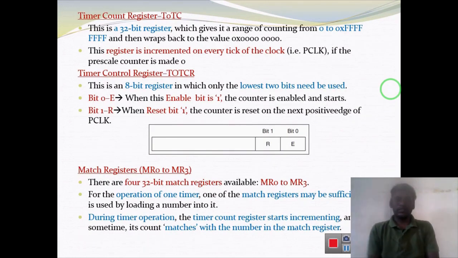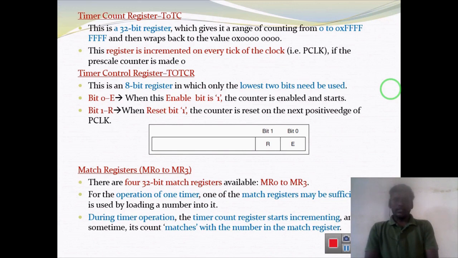So what are the functions of the registers available in the timer unit? The first one is the timer count register, that is T0TC. This register size is 32-bit. The value is incremented from 0 to the maximum value, all F's, since it is a 32-bit register. Initially it is 0, and for every tick of the clock the register value is incremented by 1. Initially all eight hex digits are zeros, and for every tick of the clock it is incremented by 1.